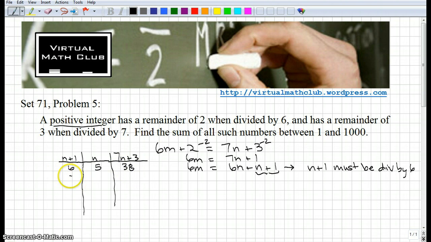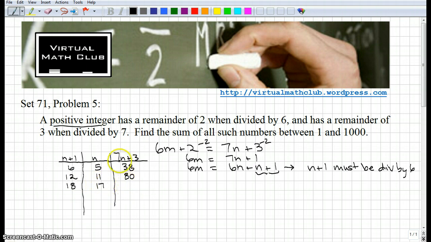Our next multiple of 6 would be 12, which gives us an n of 11, and 77 plus 3 is 80. So now we have two integers that satisfy both of these criteria. When divided by 6, they give a remainder of 2, and when divided by 7, they give a remainder of 3. So let's keep going, because you wouldn't want to have to list out all of these numbers, but we can find a pattern. Our next multiple of 6 would be 18, which gives us an n of 17.